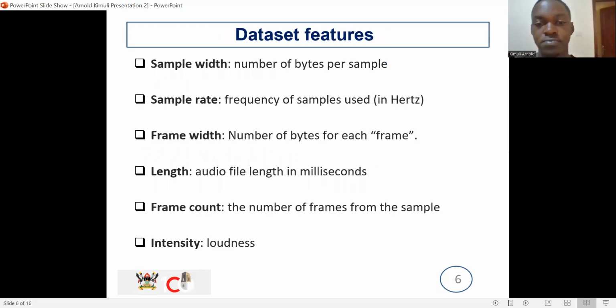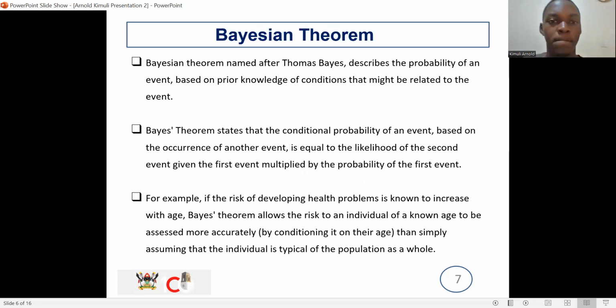Yes. And the data set features I'm looking at are sample width, which is the number of bytes per sample; sample rate, which is the frequency of samples used; the frame width, which is the number of bytes for each frame; the length, which is the audio file in milliseconds; the frame count, which is the number of frames from the sample; plus also the intensity, which is the loudness of the sound.